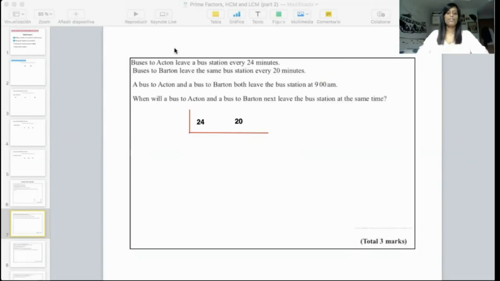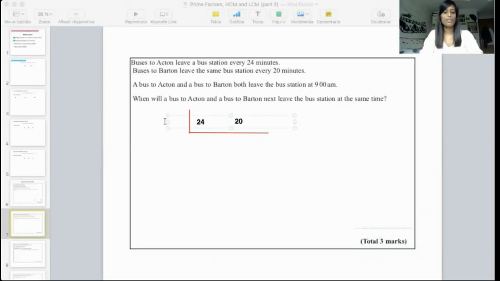So if you've chosen to do this question in the factor tree way, it's not that bad actually, because obviously it's 2 numbers. You can still do the 2-way Venn diagram and find the lowest common multiple. Here, once again, you have to find the lowest common multiple because you want to know when they would leave the bus station at the same time again. But remember, there's a very important thing with the 9 a.m. here as well, for later on.